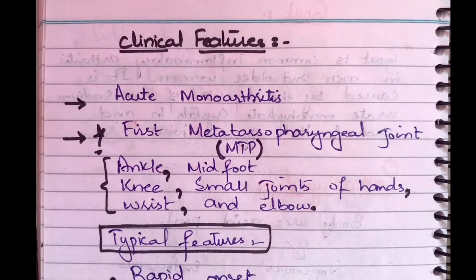What is the joint which is first involved in case of gout? The first joint to be involved is the first metatarsophalangeal joint, that is our big toe joint. Which joint is most commonly involved? The first metatarsophalangeal joint, the joint of our big toe. When the disease progresses, it starts to involve further joints as well. Which further joints? It includes the ankle, the midfoot, then moving upward it involves the knees. Then there will be involvement of small joints of the hands, then the wrist, and then the elbow.